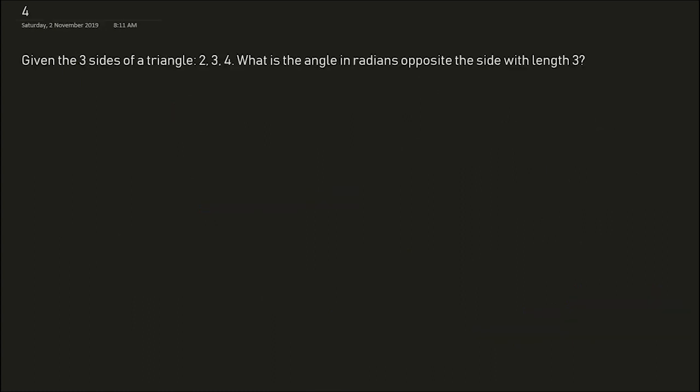Problem number 4. Given the three sides of a triangle, 2, 3, 4, what is the angle in radians opposite the side with length 3? So again, I will draw here a triangle. Hindi siya in good scale. Just to represent, this is 2, 3, 4. What is the angle in radians opposite the side with the length 3? Okay, so it is asking for this angle. So to do that, we use law of cosines. This is the case SSS, or the side, which is given.